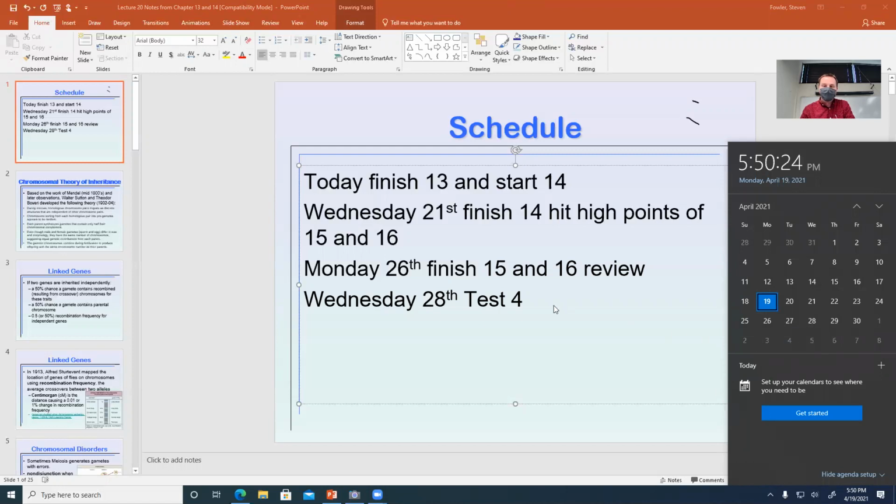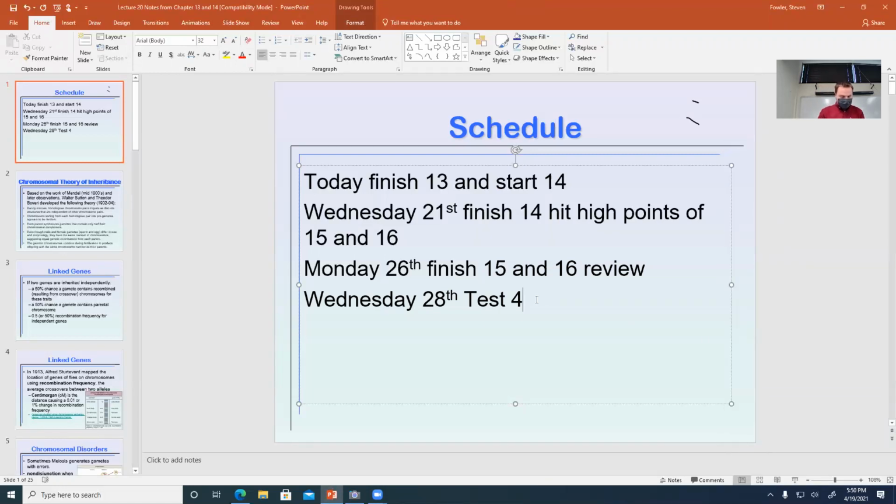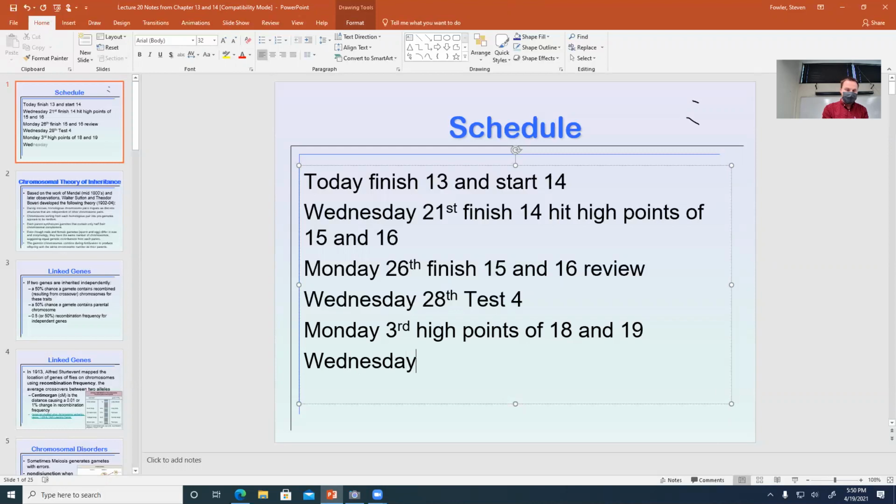So what I'm thinking is, what I'd like to do, if we proceed with this, that puts us on Monday the 3rd, we'll hit high points, chapters 18 and 19. And those would be the last topics for the last exam, okay? And that would put us at Wednesday the 5th, which would be review for test 5.